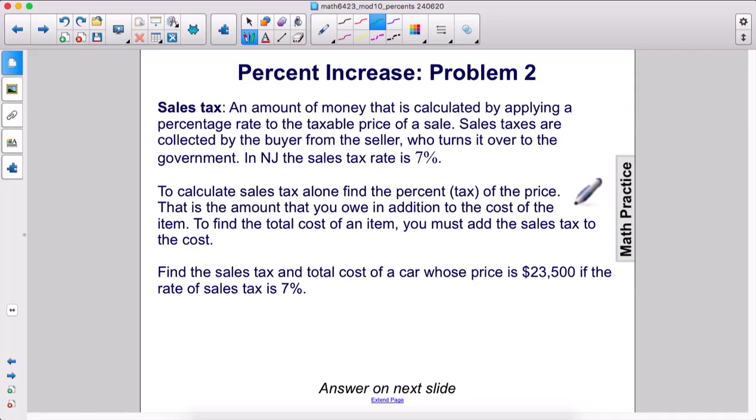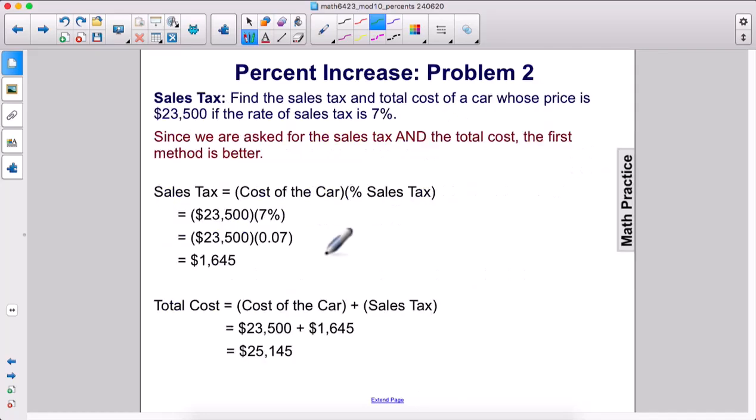Find the sales tax and total cost of a car whose price is $23,500 if the rate of sales tax is 7%. To find 7% of $23,500, we just multiply them together. Convert that percent to a decimal by moving the decimal 2 places to the left, and multiply them together. We see that the sales tax is going to be $1,645. To find the total cost of the car, add the cost of the car plus the sales tax, and we get $25,145.